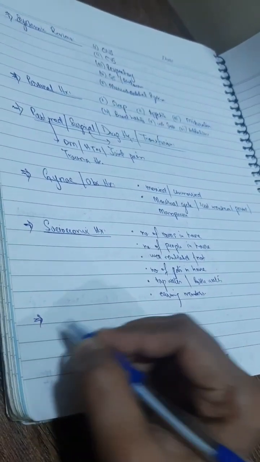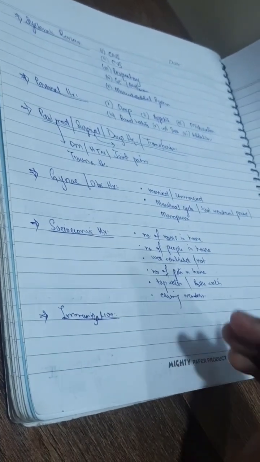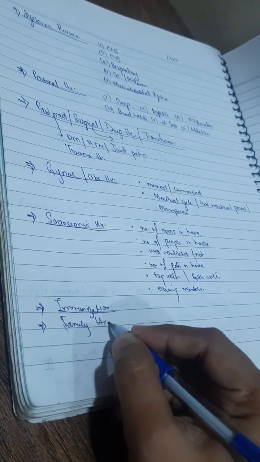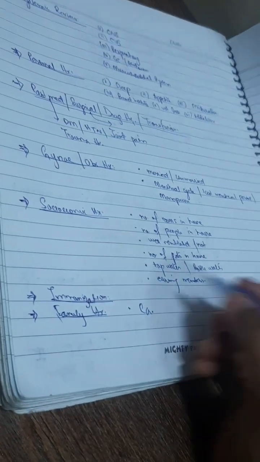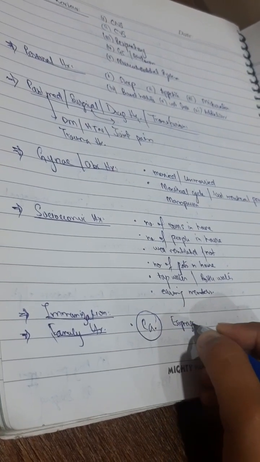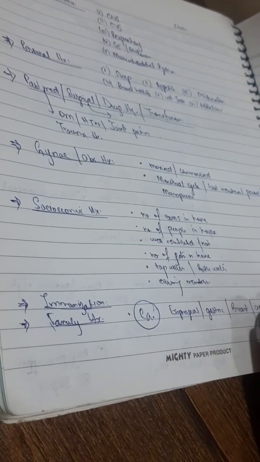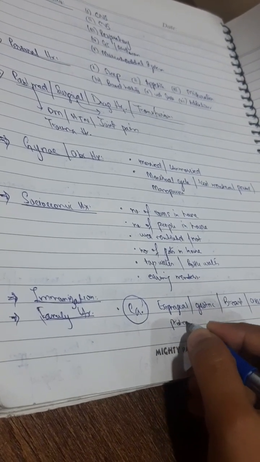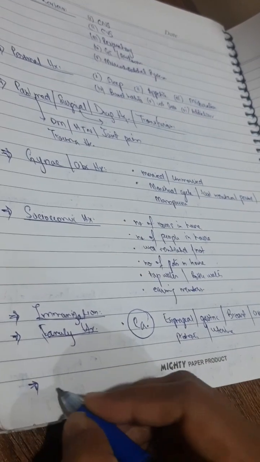Then ask about the immunization history, whether he or she is vaccinated up to date or not. Then family history. One question is very important: family history of carcinoma. Carcinoma in the family. Ask about the esophageal, gastric, breast, ovarian, thyroid, prostate, and uterine carcinoma. And then occupational history.